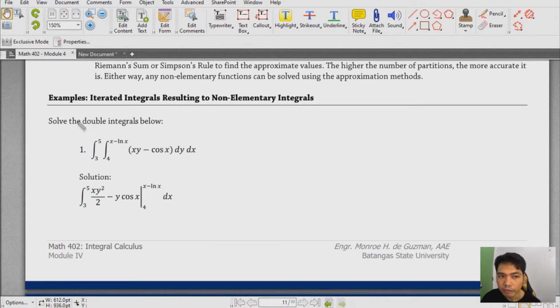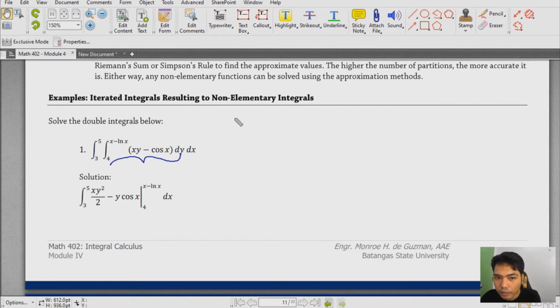So let's have it. Let's solve the double integrals below. So in this case, let's integrate this one. Sabi natin, uunahin natin yung pinakaloob. So ano ba yung pinakaloob nito? Siyempre, we treat the other muna na constant dyan. So kung dy to, yung x muna is constant muna natin.